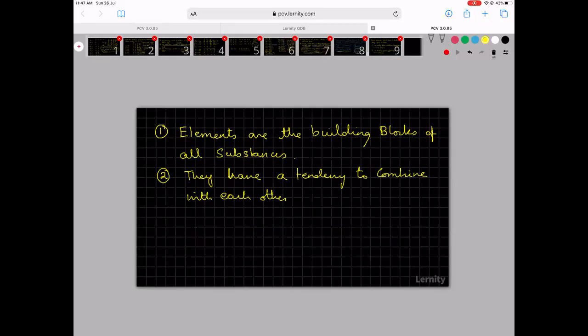Why do they combine? They combine to have or attain noble gas configuration.